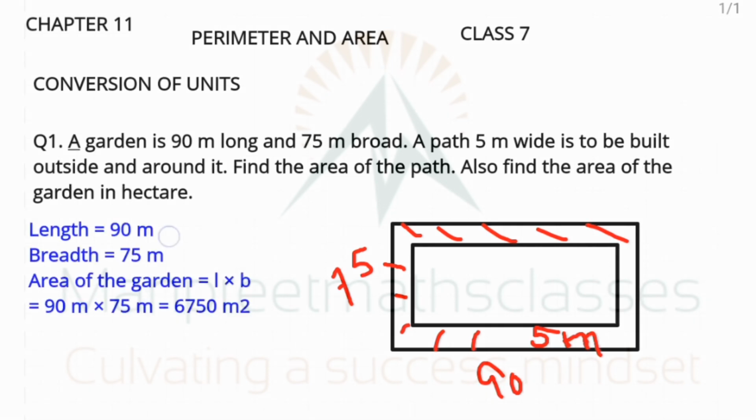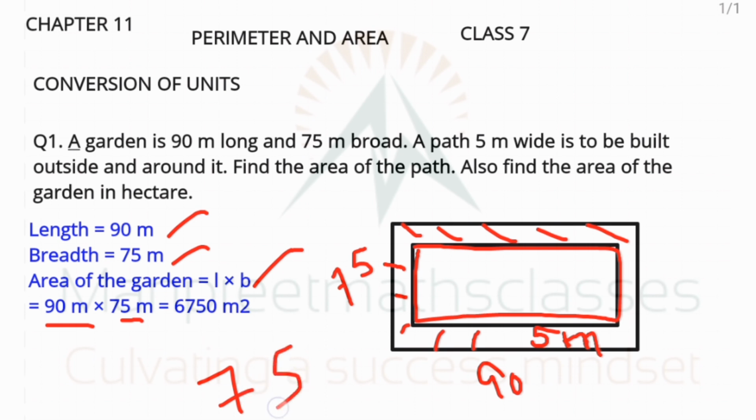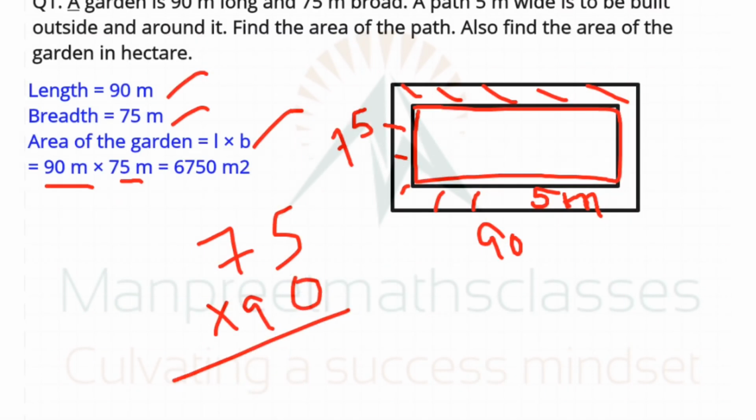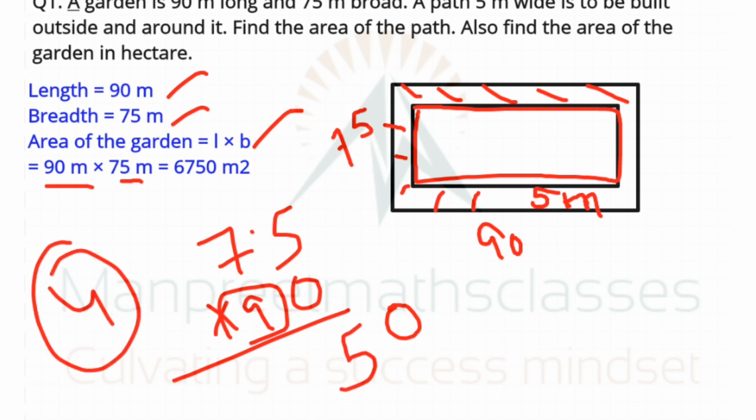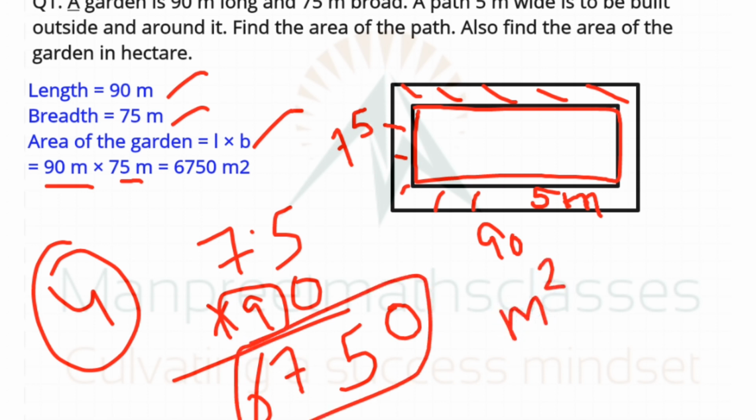Write what is given to us. Length is 90 meter, breadth is 75 meter. This is the length and breadth of the garden. First we will calculate the area of the garden. The formula is length into breadth, so 90 into 75. 75 into 90, so we will write 0 at last directly. Now multiply with 9. 9 5s are 45, 4 carry. 9 7s are 63 plus 4, 67. So 6750 meter square is the area of the garden.